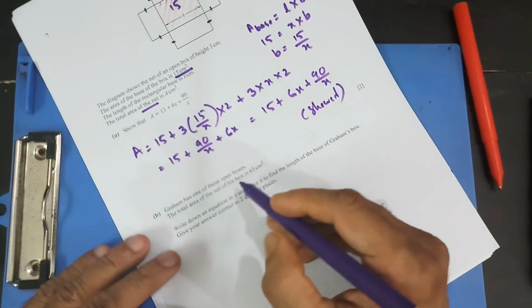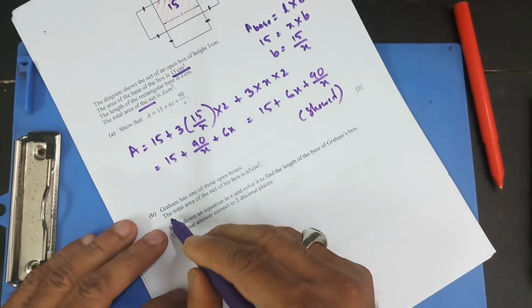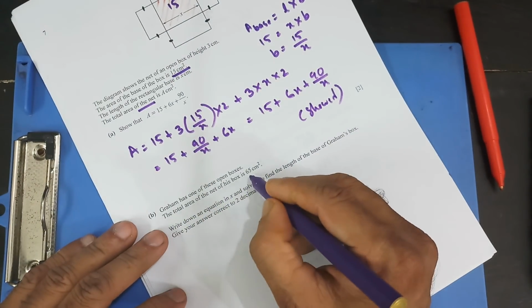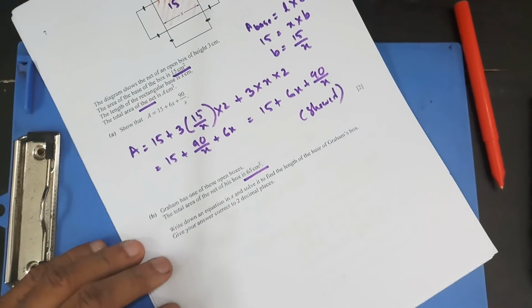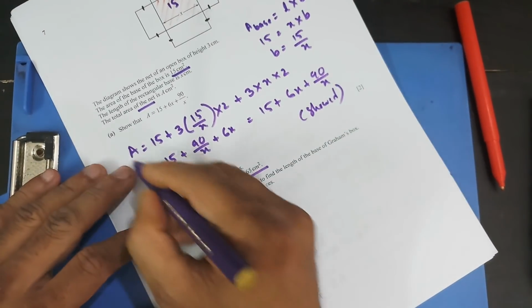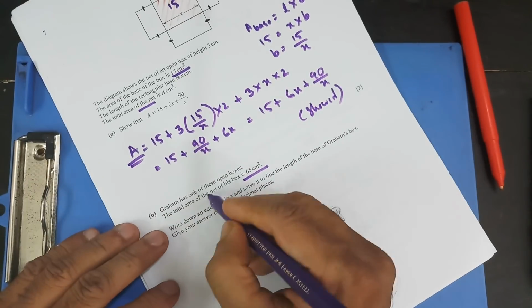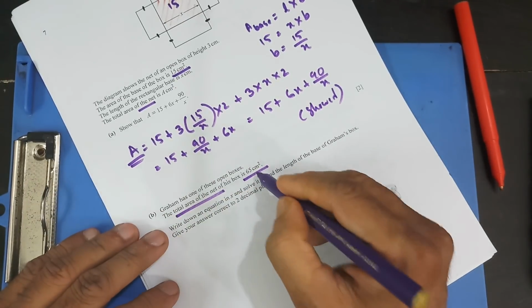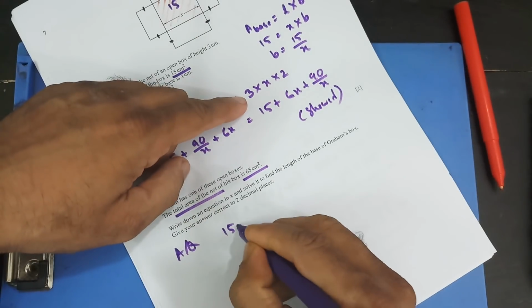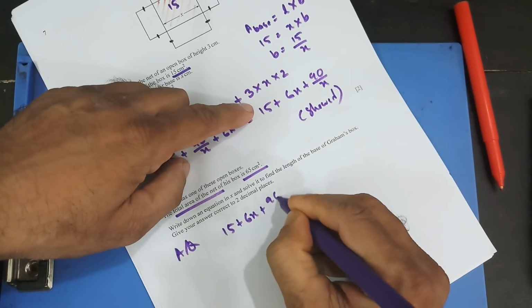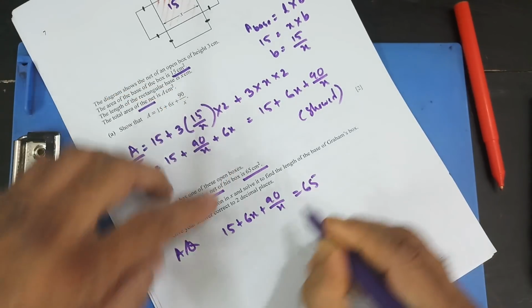Graham has one of these open boxes. The total area of the net of the box is 65 square centimeters. So the area is given over here, and the net's area of Graham's box is given as 65. So according to the question, 15 plus 6x plus 90 divided by x equals 65.